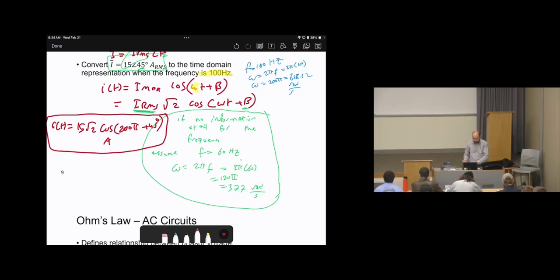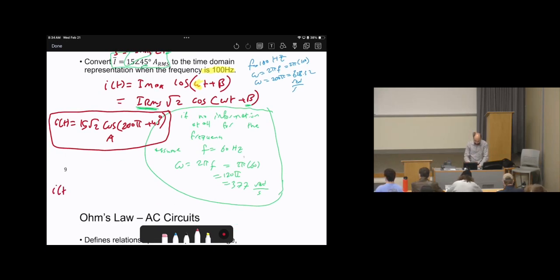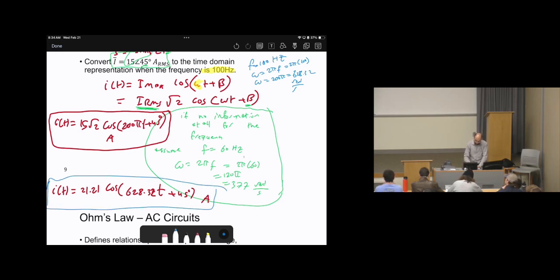If you want to do simplification, this is also still correct if you want to write it in the other format, which is 15 times square root of 2, 21.21, cosine of 200 pi, which is actually 628.32 t. I did forget t here. Plus 45 degrees amperes. So if you box this, this is correct. So both answers are correct. You don't need to simplify it for the next one, or if you do, that's correct as well.